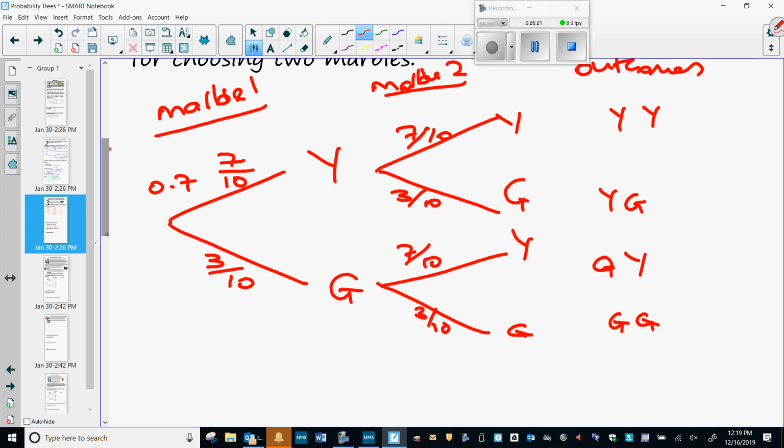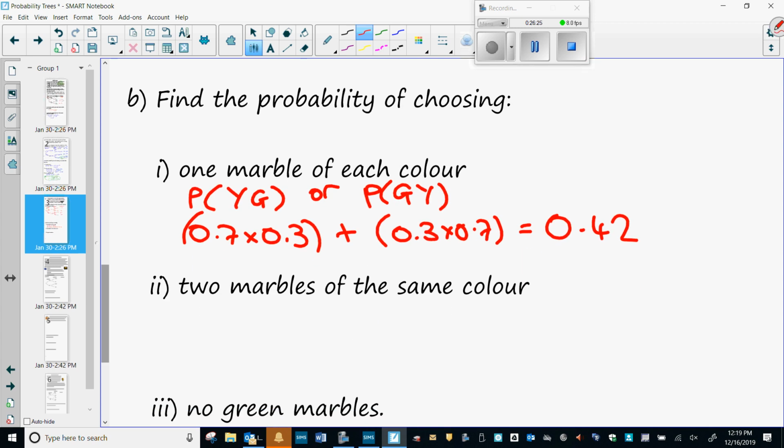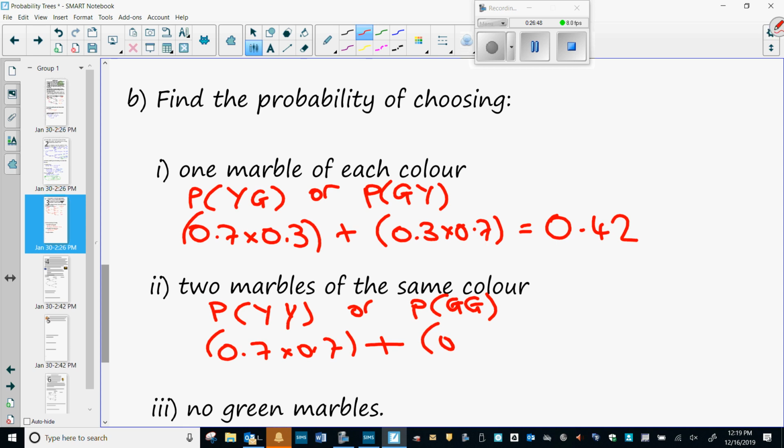Alright, so next one, two marbles of the same colour. Two marbles of the same would be the probability of yellow, yellow, or the probability of green, green. So what was the probability of yellow, yellow? 0.7 times 0.7, and then the or means add 0.3 times 0.3. Yes, Jane?